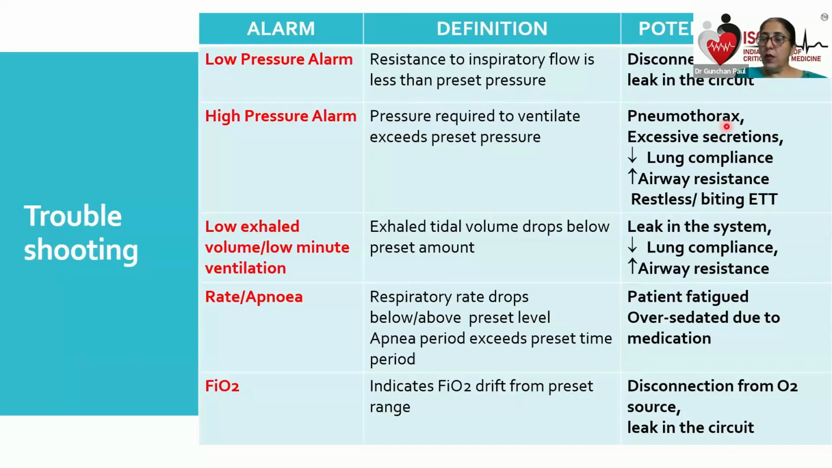So if there is a pneumothorax, if there are excessive secretions, if lung compliance has decreased like in an ARDS patient, if the patient is restless, he's biting on the tube, there is water in the circuit, all these things will be called a high pressure alarm.